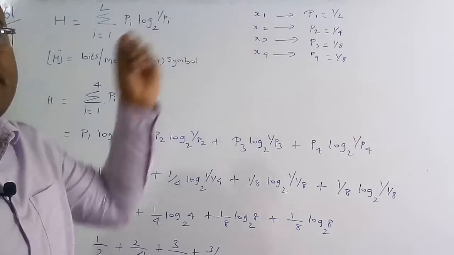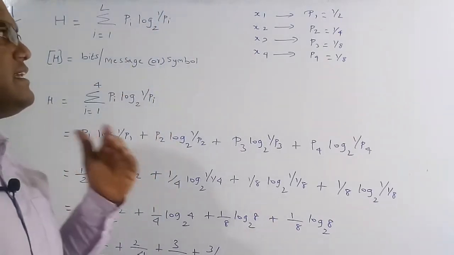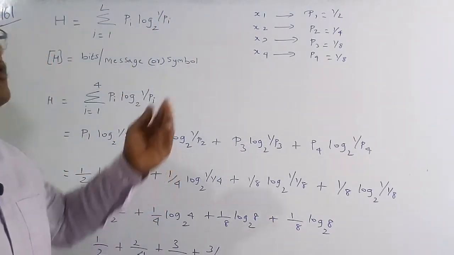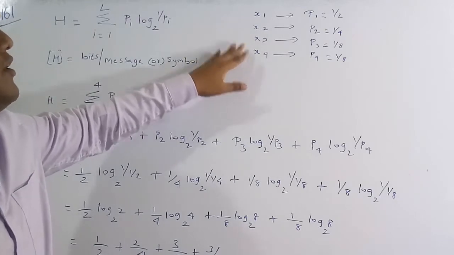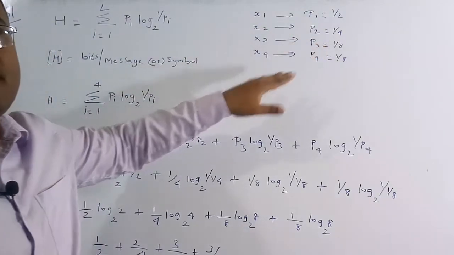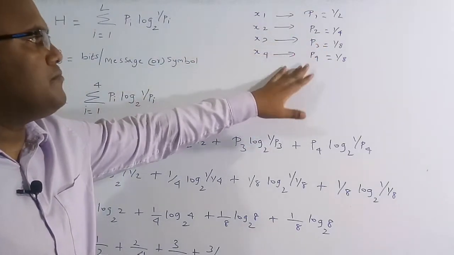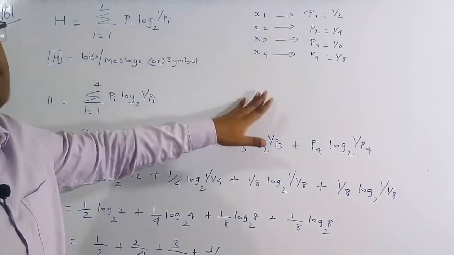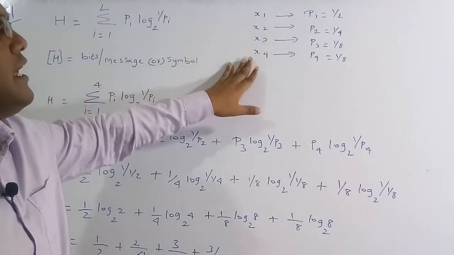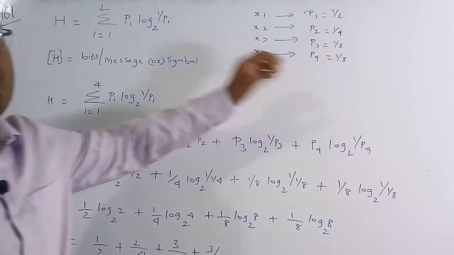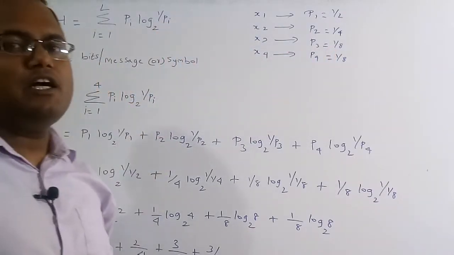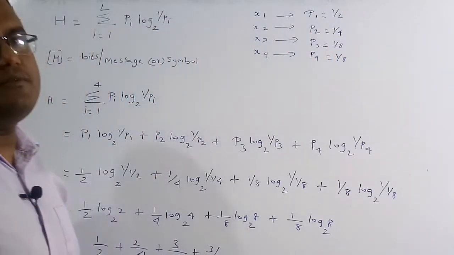In this question they have given 4 symbols, or we can even call these messages. For each and every symbol, the probabilities given are P1, P2, P3 and P4, which are associated with the symbols x1, x2, x3 and x4. These are the values. Based on this we have to find the total entropy of the system.